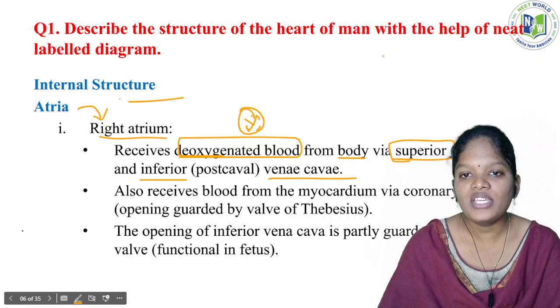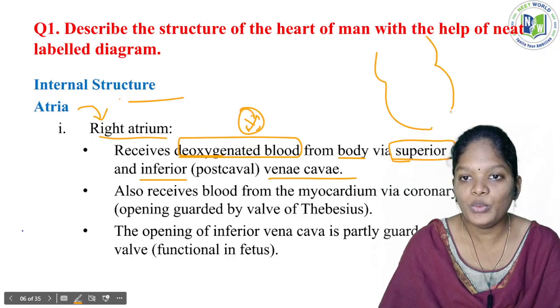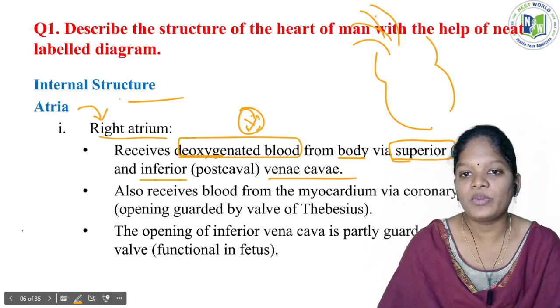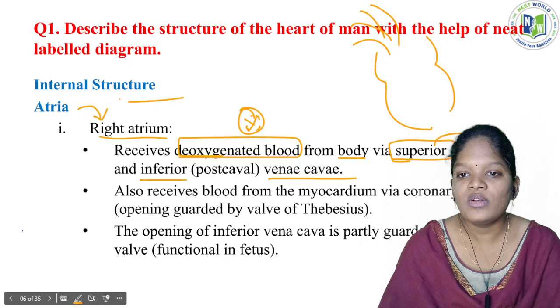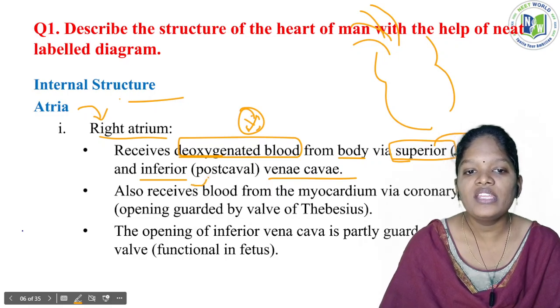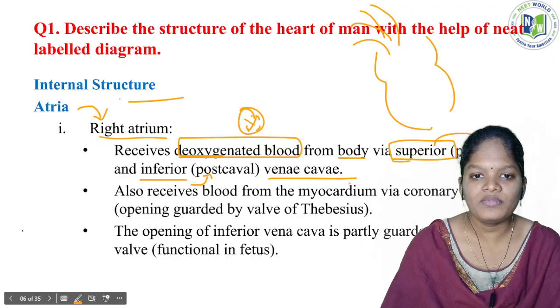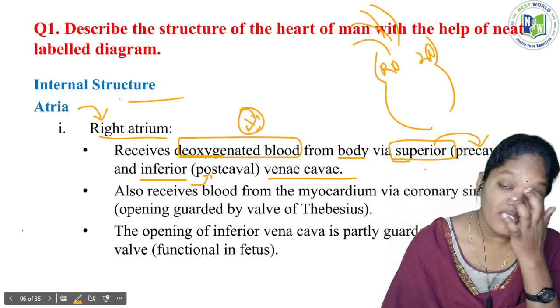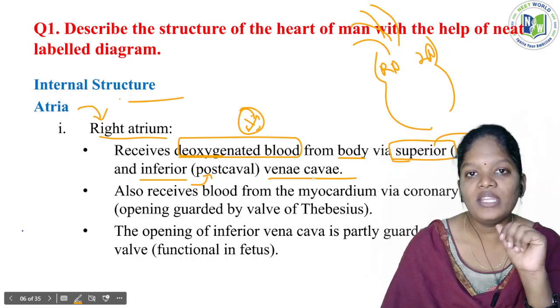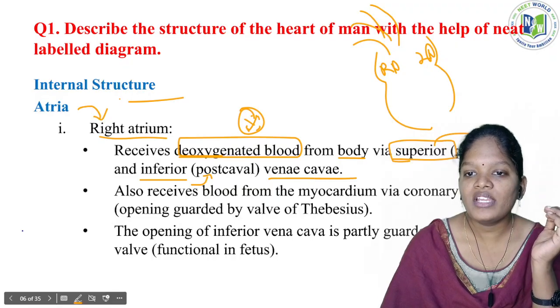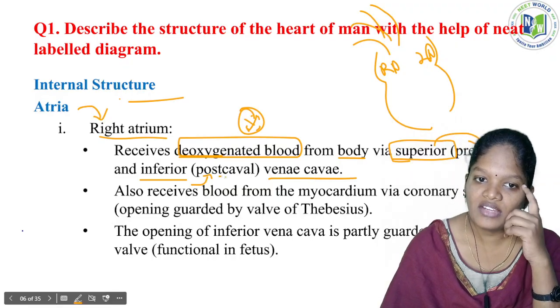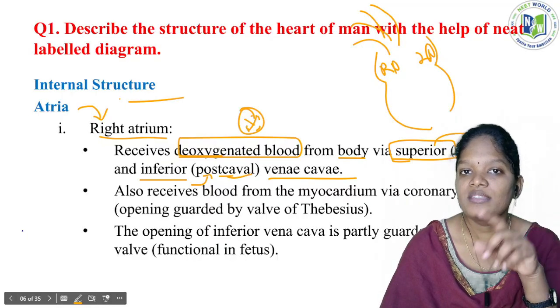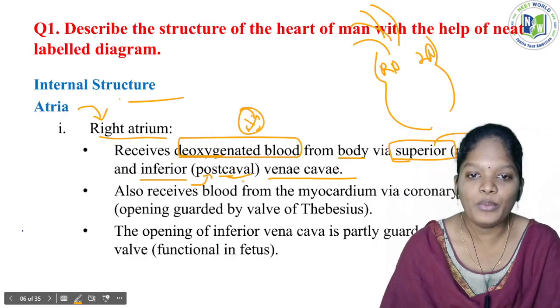In the picture I have marked two veins, the superior and the inferior vena cava. The superior vena cava is also called the precaval, and the inferior is called the postcaval. The right atrium receives the blood from the body via the superior and the inferior vena cava.